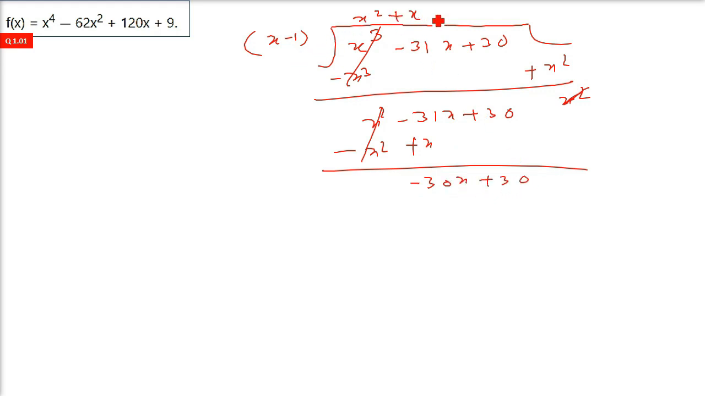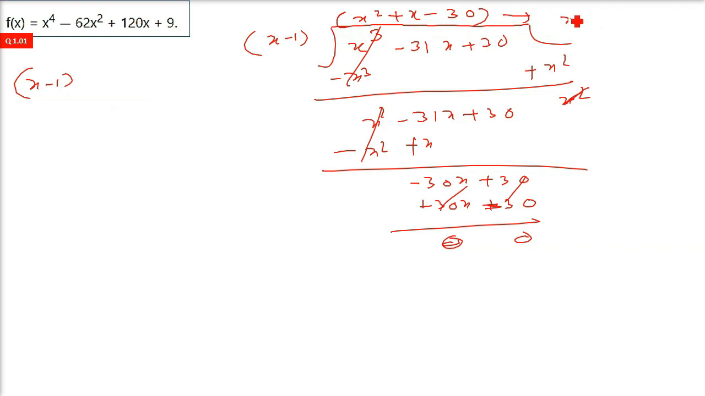Now we need negative 30x, so what will we do? We'll multiply x minus 1 by 30. So we'll get minus 30x plus 30, change the sign, you'll get a 0. When you get the 0, that means we got x minus 1 as one of the factors and x square plus x minus 30 as the other part, from where we can derive the other two factors. So we have x square plus x minus 30; 30 can be 6 into 5 or 5 into 6.